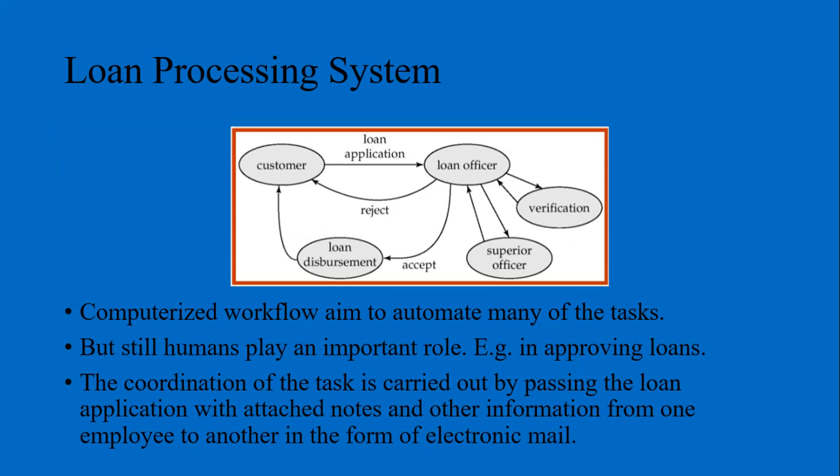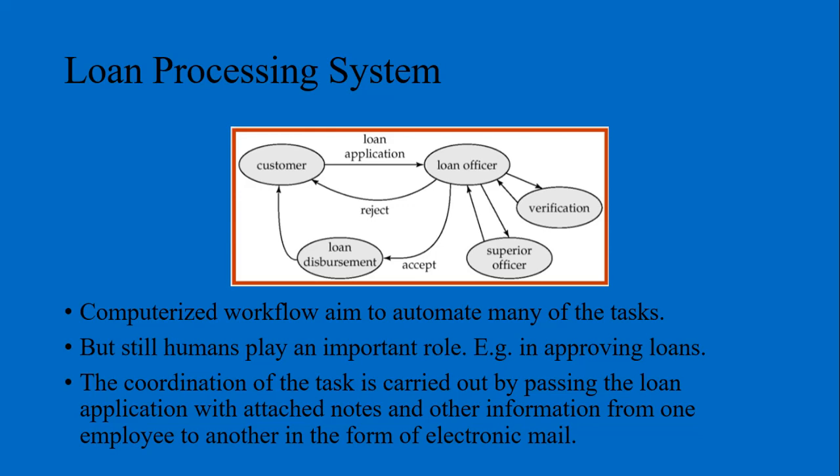Let us now understand the workflow of the loan processing system. Here you can see in the picture that a customer files a loan application for a particular loan with the loan officer. The loan officer further verifies the details of the customer and then talks to a superior officer for processing of the loan. If the superior officer gives the green signal, the loan officer provides a notification regarding acceptance of the loan application, or else the loan officer will send a rejection notification to the customer.